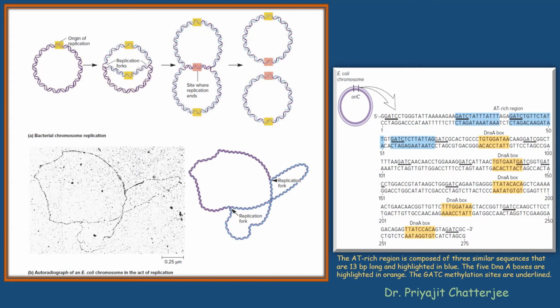We find here the AT-rich region is composed of 3 similar sequences that are 13 base pairs long and highlighted in blue. The 5 DnaA boxes are highlighted in orange. The GATC methylation sites are underlined here.